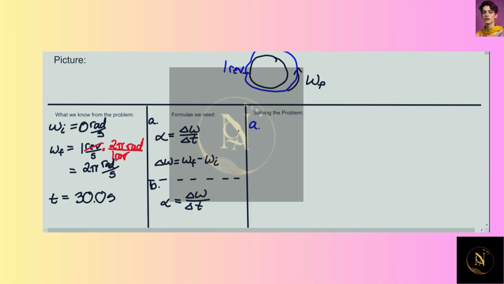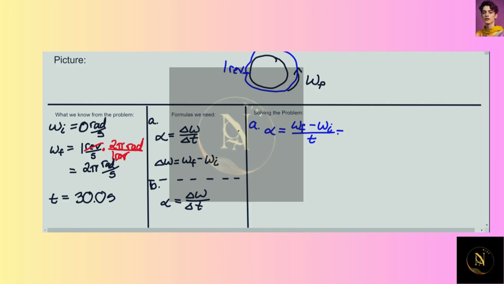I will combine these 2 equations to get: alpha, angular acceleration, equals the final angular speed minus the initial angular speed, all over the time it takes to accelerate up to that point. Notice that I've dropped the change. That is just because it's easier for us to think of time as just the time it took, instead of thinking that it started at time equals 0 and then ended at time equals 30. It just makes it a little bit simpler.